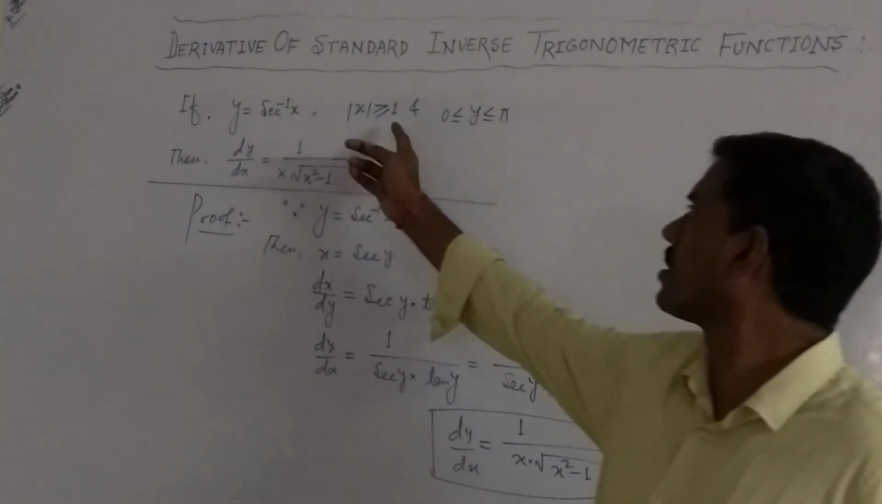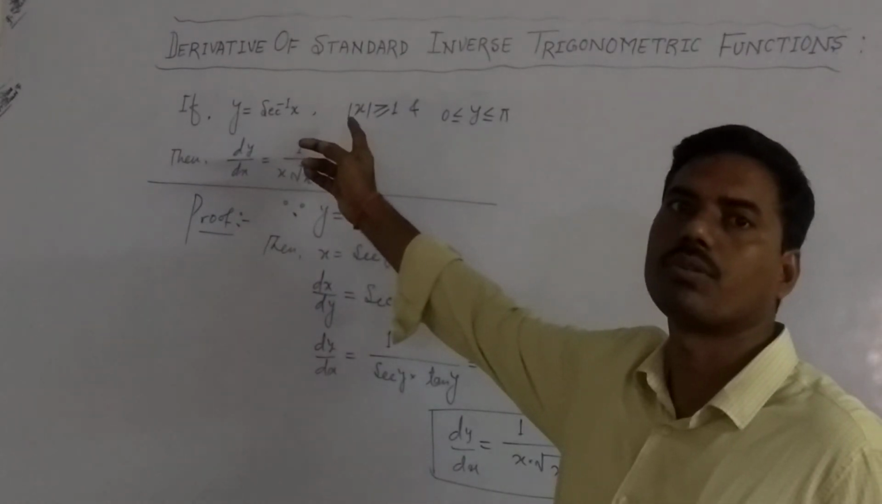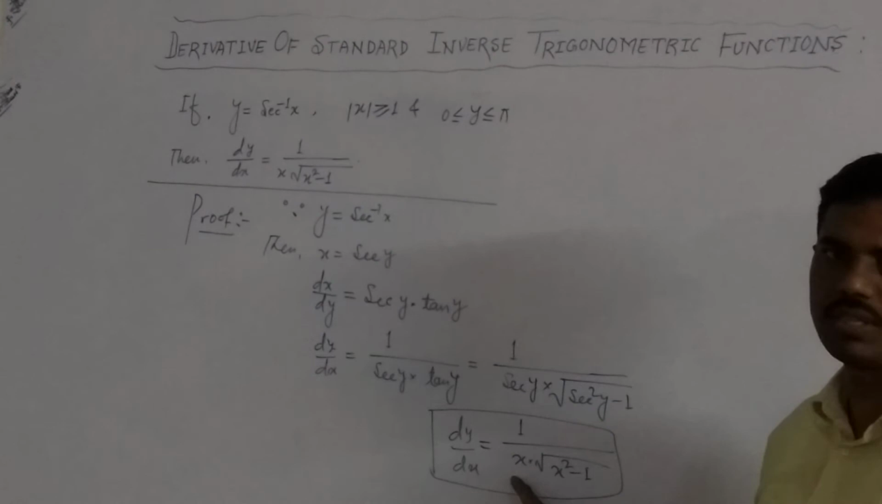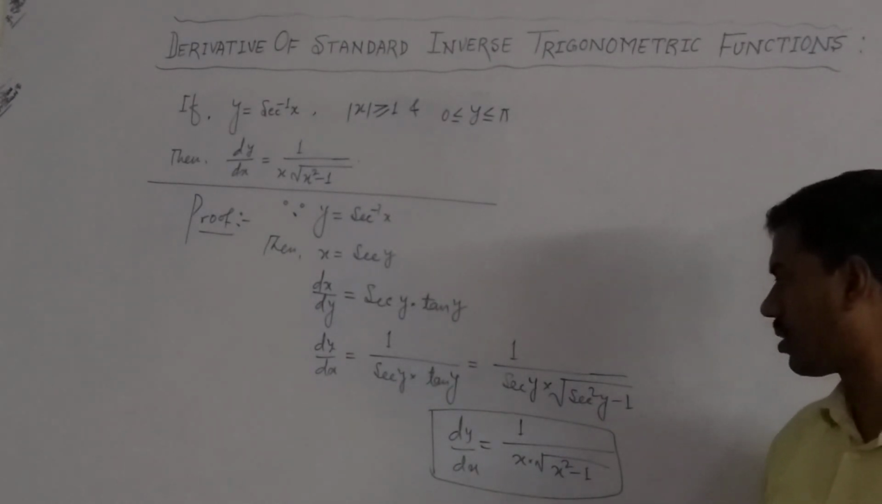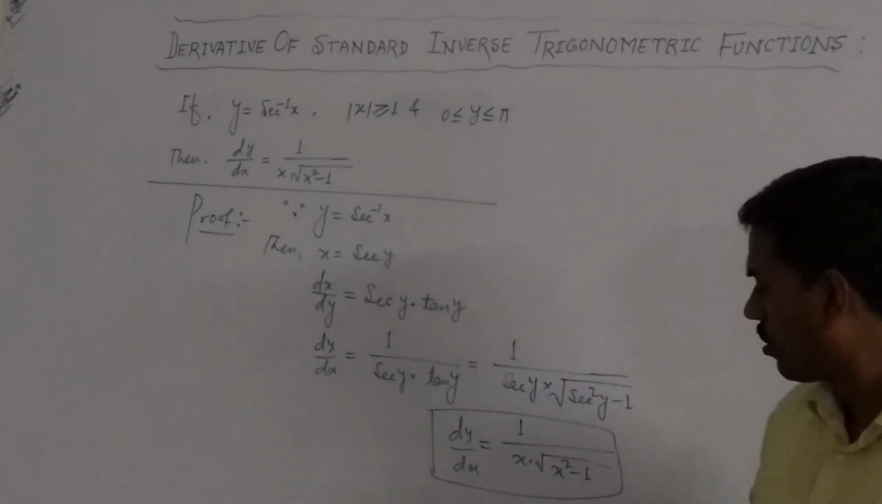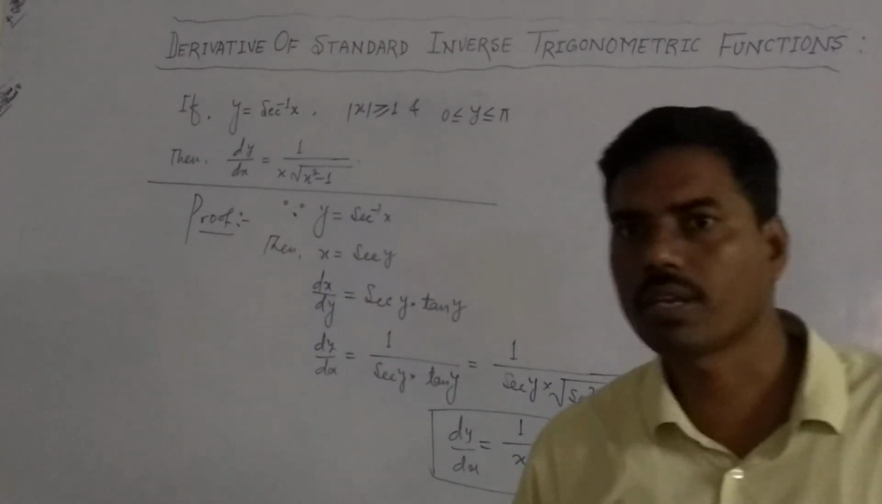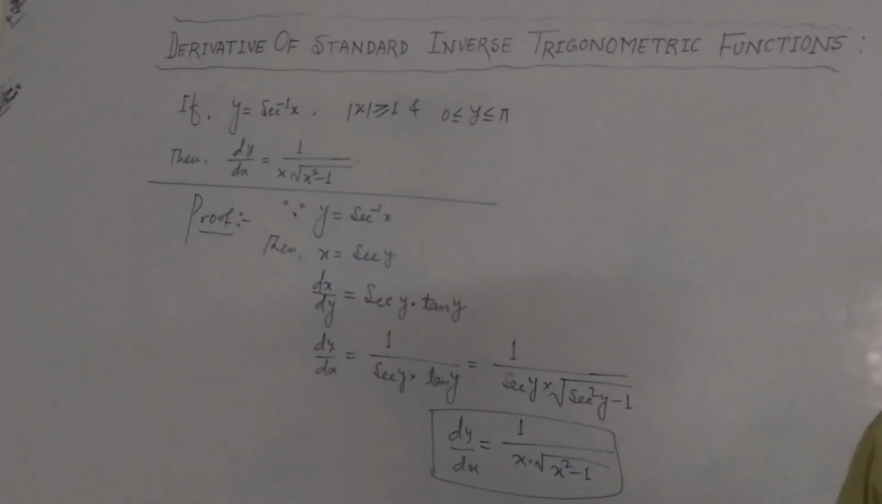Mod of x is always greater than or equal to 1. x हमेशा 1 से बड़ा होना चाहिए. 1 के इक्वल रखा तो 1 minus 1 equal to 0. Okay, so this one is our result. Please take a note, students.